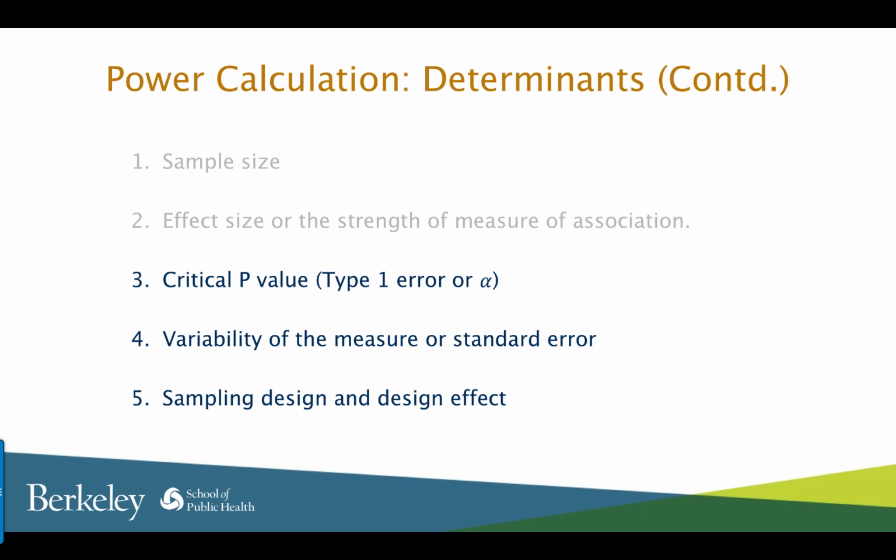Third, as you decrease the critical p-value or the type 1 error, the type 2 error increases and the power decreases. If you increase the critical p-value or type 1 error, power increases. There is a trade-off here. You get more power at the rate of higher false positives.